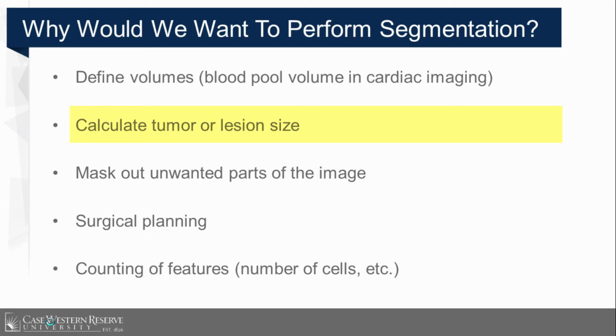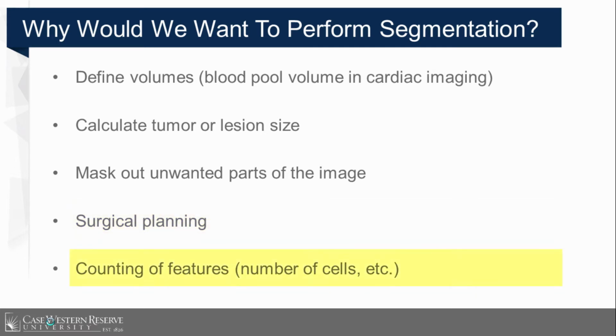We might also want to perform segmentation to mask out some unwanted portions of the image. If we have a very bright section of the image which is making it difficult to see other features, we might mask that out so that we can focus in on areas of the image that we're interested in looking at. We could also perform segmentation for surgical planning. If we know we need to get, for instance, to one area of the brain, but we don't want to affect any other portions of the brain, then we can segment out exactly those portions and say we're not allowed to touch them when we're doing surgery.